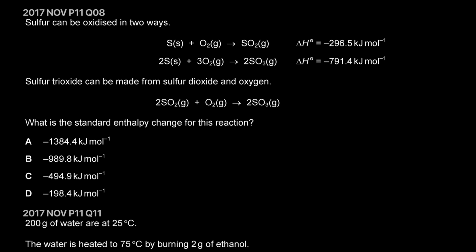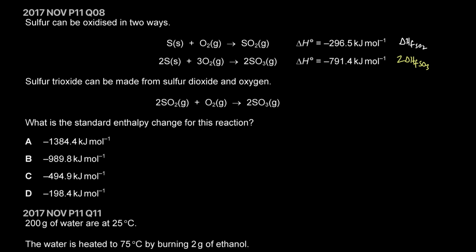Now over here, if we notice, they've given us the formation of sulfur dioxide from its constituent elements. So this is the enthalpy change of formation of sulfur dioxide. And they've given us the formation of sulfur trioxide from its elements. But here we're forming 2 moles of sulfur trioxide. Again, enthalpy change of formation is for 1 mole of sulfur trioxide. So this is 2 times the enthalpy change of formation of sulfur trioxide. We have to find the enthalpy change of this reaction.